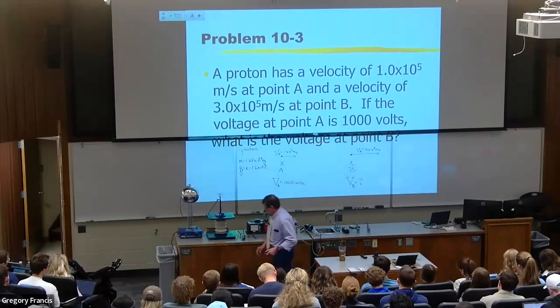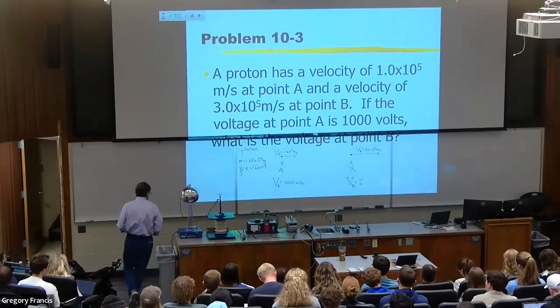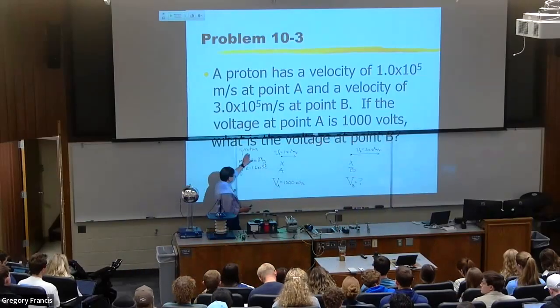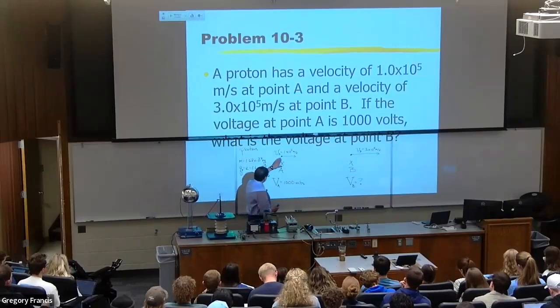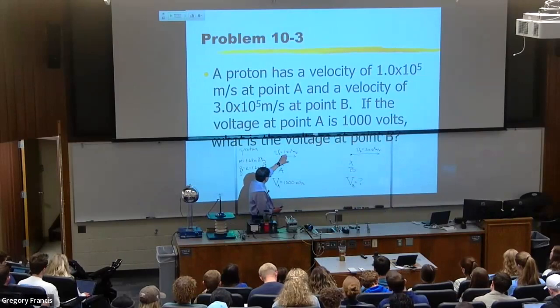So here's what we have. When we see this proton at point A, it's going at 1 × 10⁵ meters per second. And the voltage at A is 1,000 volts.